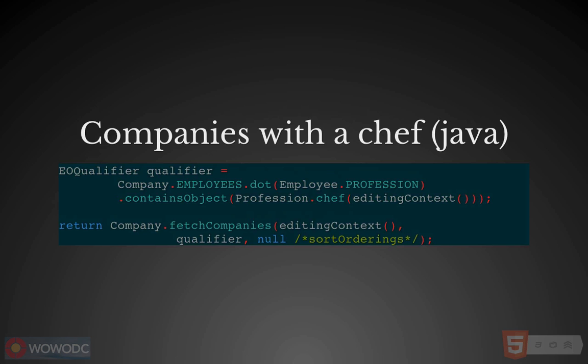And this really is like a custom proprietary query language, right? But we get a lot of benefit. It's easy to read, easy to write. And then all we do is, now that we have a qualifier that tries to find all of the companies that have at least one chef, we just say fetch.